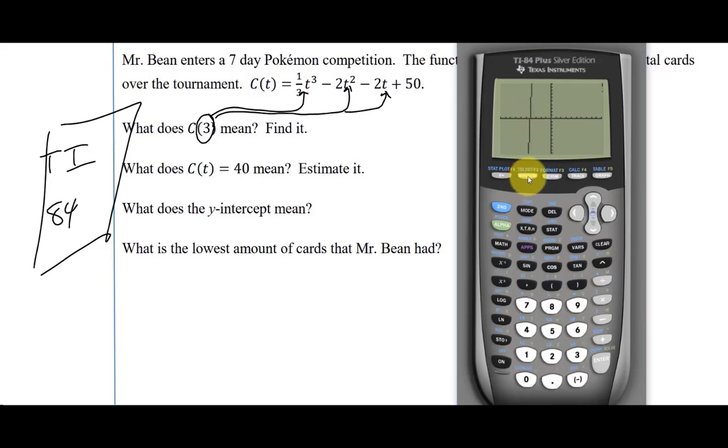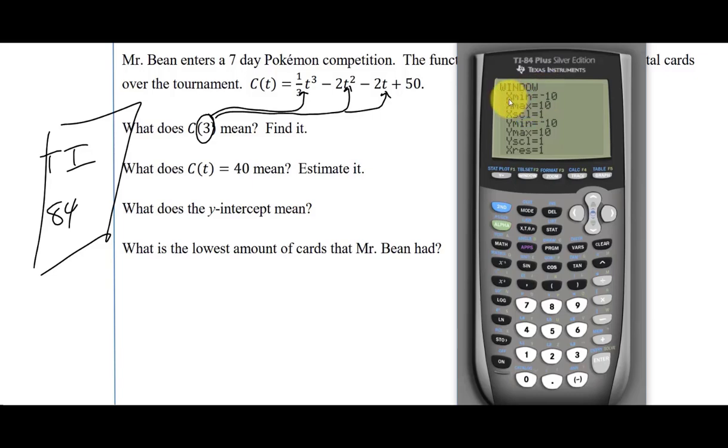Okay, so I just changed my window. I'm going to show you what I did here. I changed my window to -10, 10, 1, -10, 10, 1, 1. The X min is the smallest amount on the x-axis. X max is the biggest amount on the x-axis. X scale is how you're counting from min to max.